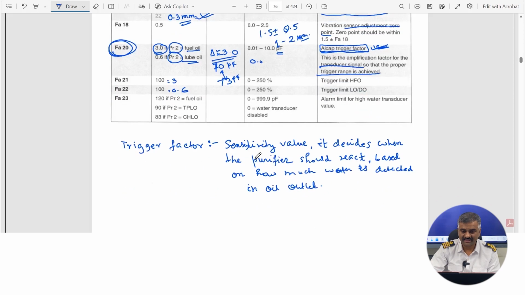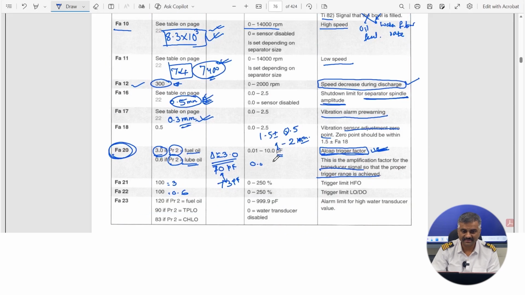Basically this trigger factor is the difference in picofarads in sensitivity when water has entered the oil line, and due to this trigger factor, the EPC50 will open the drain valve. I hope you can understand, guys.